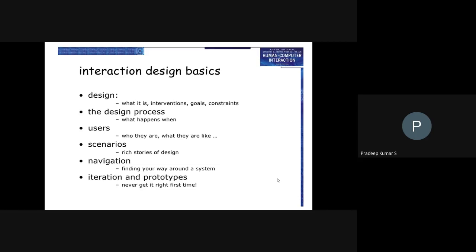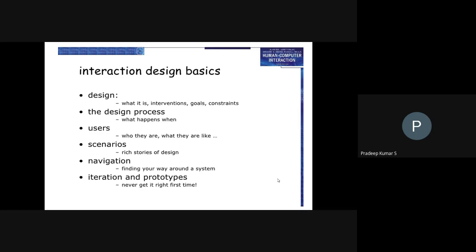The user, that is all of you, who are listening. You want to see the PPT presentation. Previously I used a color slide, color background. Now I can use a white background for your convenience. Here the scenario should be a rich story of design.